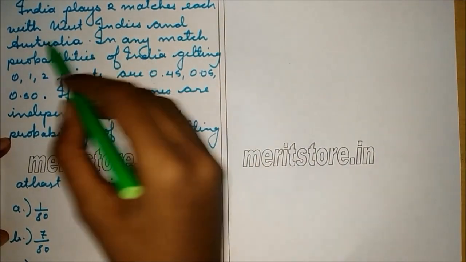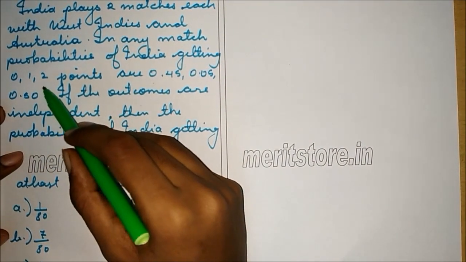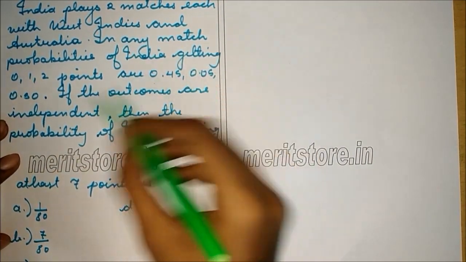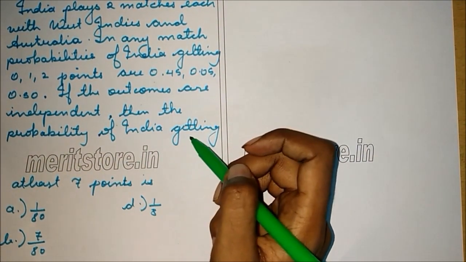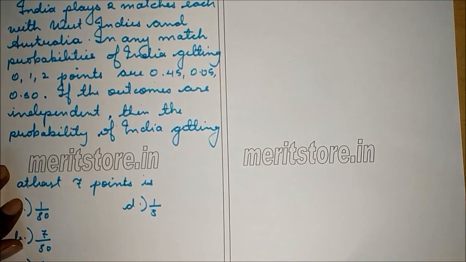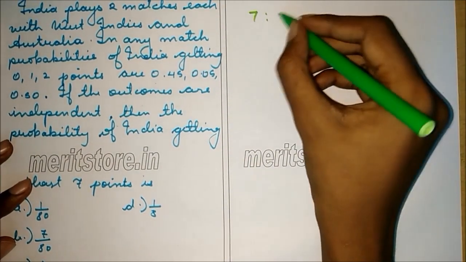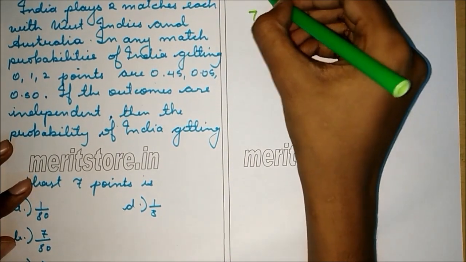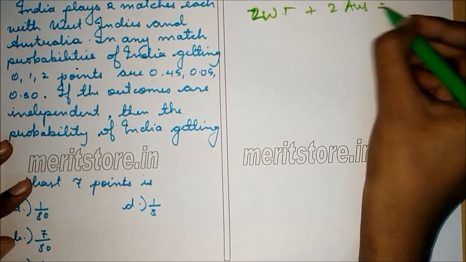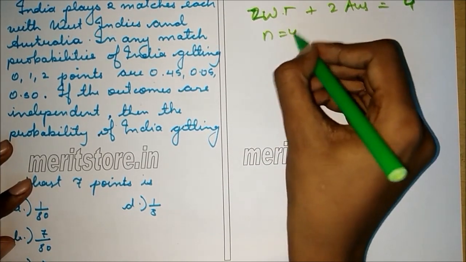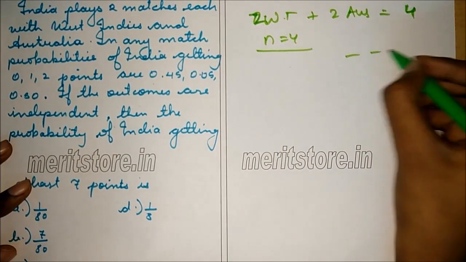India plays 2 matches each with West Indies and Australia. In any match, probabilities of India getting 0, 1 and 2 points are 0.45, 0.05 and 0.50 respectively. If the outcomes are independent, then the probability of India getting at least 7 points is, so India is supposed to get 7 points. So only possible ways are, there are 4 matches played total, 2 with West Indies and 2 with Australia. So total number of matches will be 4. So n will be 4.